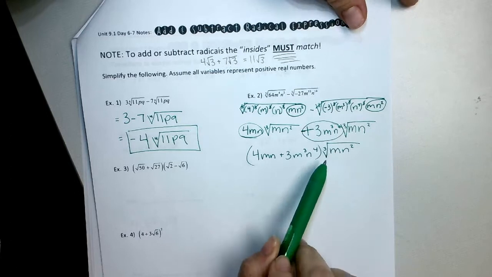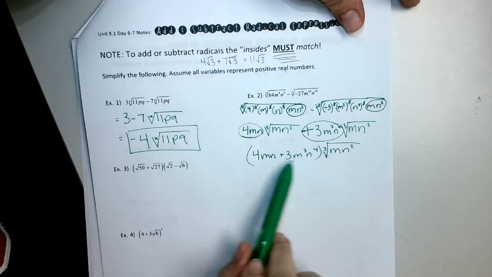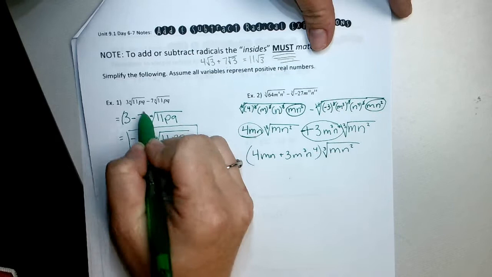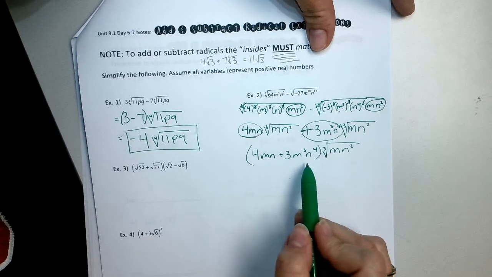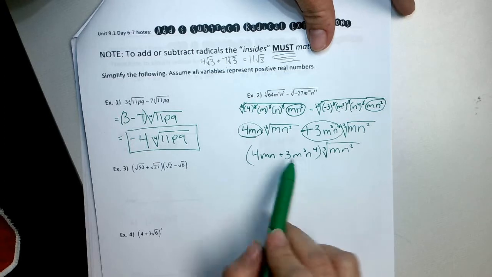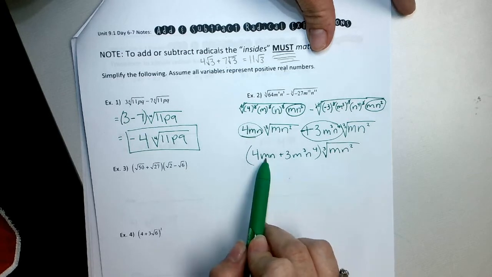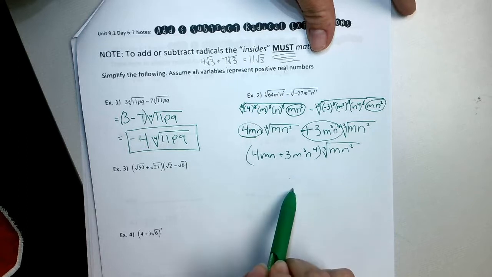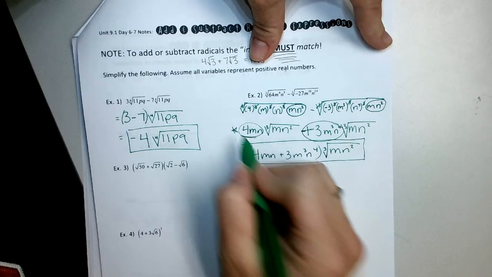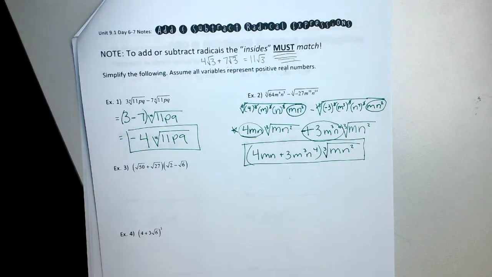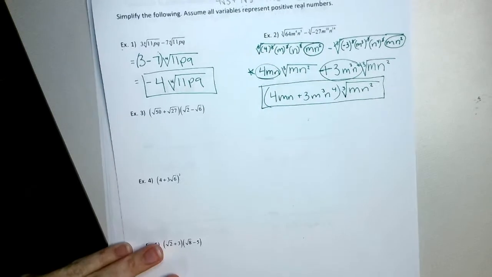Now, can I simplify this? Can I simplify this? No, because this is m cubed and this is just m. This is just n and this is n to the fourth power. So we cannot simplify this any further. Now, if you left it like this, I won't count off because really that's as simple as you can get it. I just rewrote it differently. Okay? Okay, so that's something like that. So now let's look at number 3, 4, and 5. What are we going to do here?